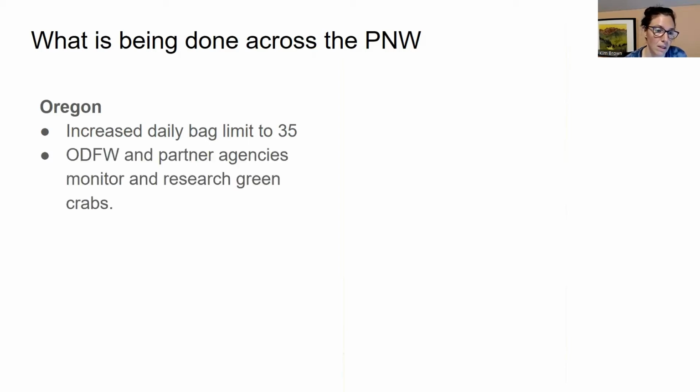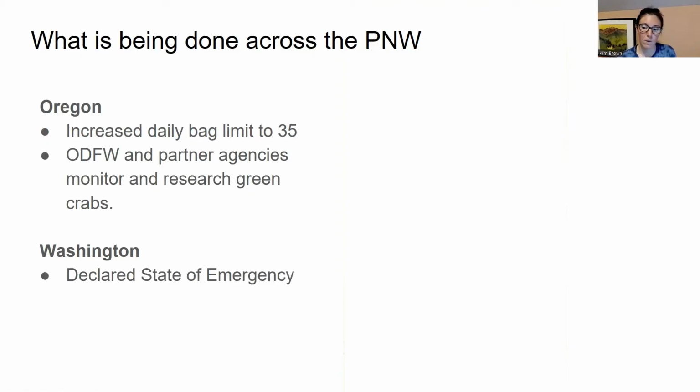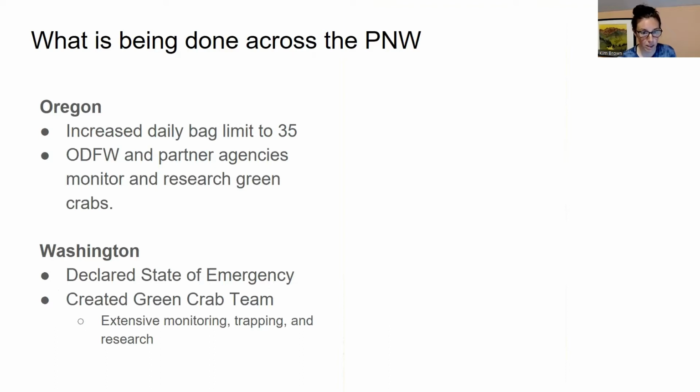Oregon Department of Fish and Wildlife has also partnered with other agencies to monitor and research green crabs in the hopes of understanding and being able to create future management plans. Washington has actually a pretty aggressive management policy in place. Washington's Governor Inslee declared a state of emergency for green crabs, which opened up funding for the Washington Green Crab Team. And they do extensive monitoring, trapping, and research. They've also trained volunteers for early detection.